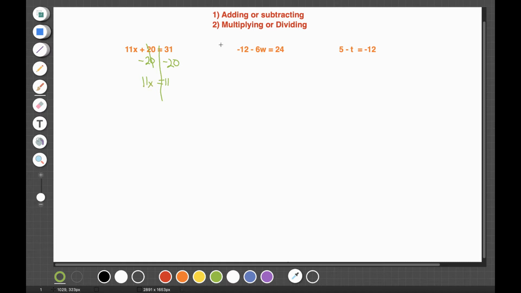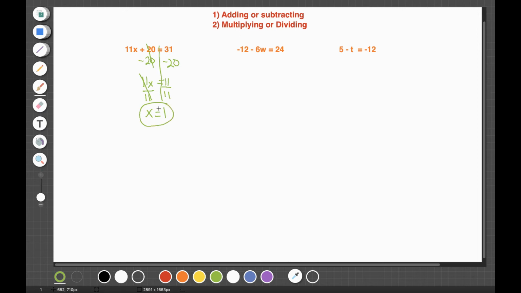So what is our second step? Well, multiplying or dividing. What's being multiplied here? 11 times x. Well, we need to make the multiplication equal to 1. How do we make 11 equal to 1? Well, we divide by 11. 11 divided by 11 is 1, and that's what cancels it out. But if you do that to one side, you need to do it to both sides. Finally, we can pull down our x. 11 divided by 11 is 1, and that's our answer.